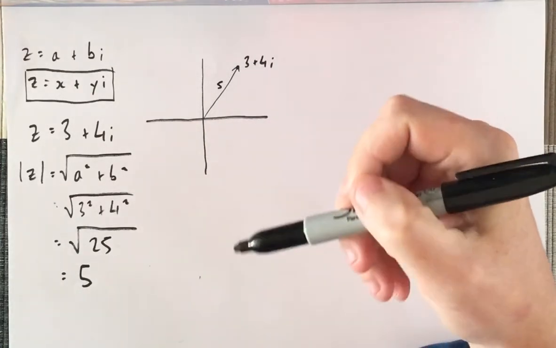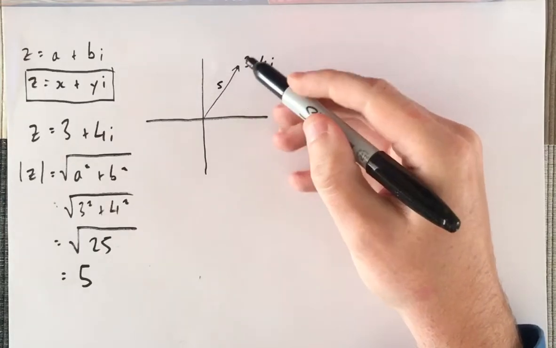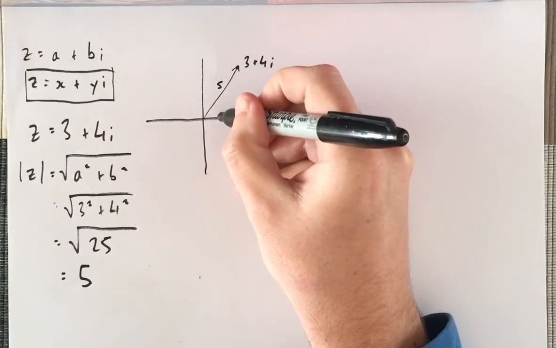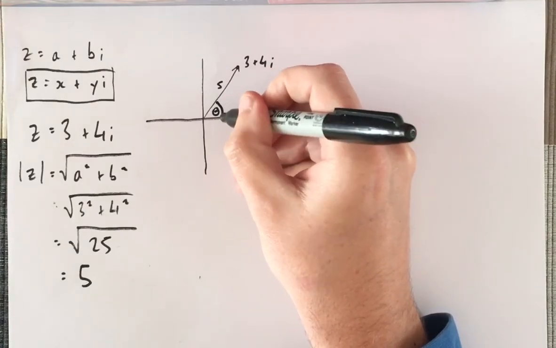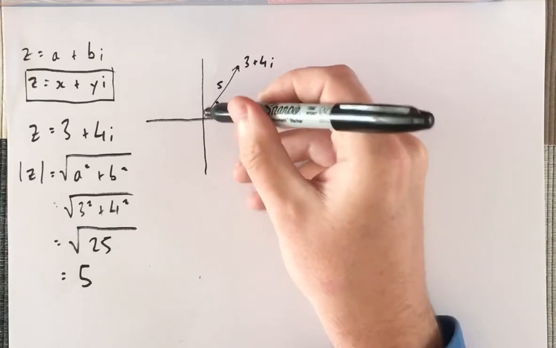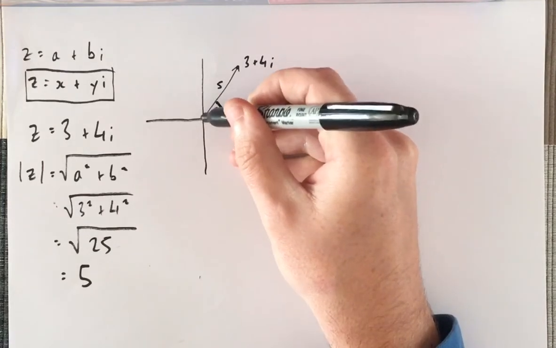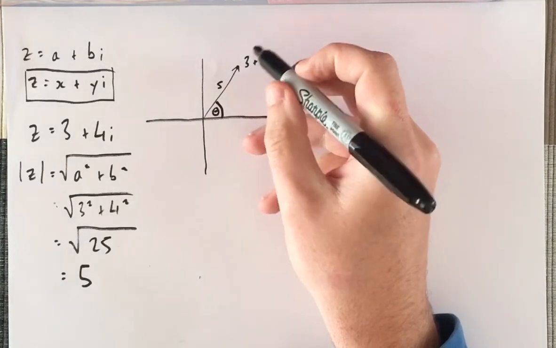We're going to want to be a little bit more specific than that way. So how could we describe that direction there? Well, we say it's a certain number of degrees or radians up from the horizontal. So go this many degrees up and 5 units out, and you end up at 3 plus 4i.